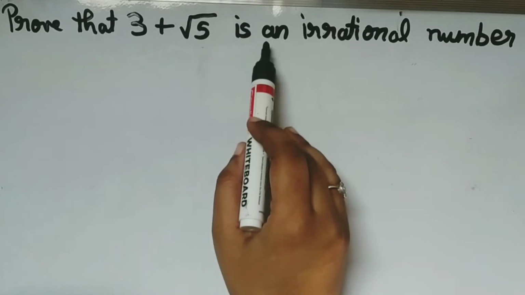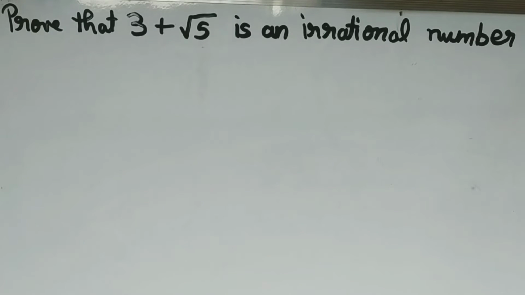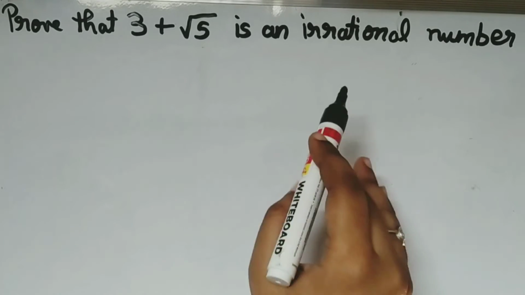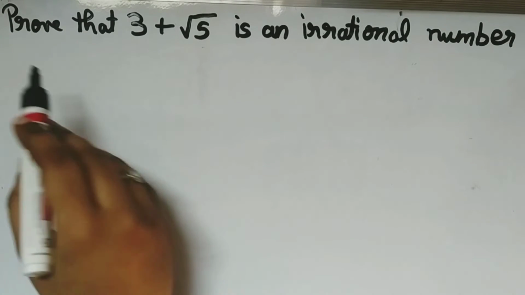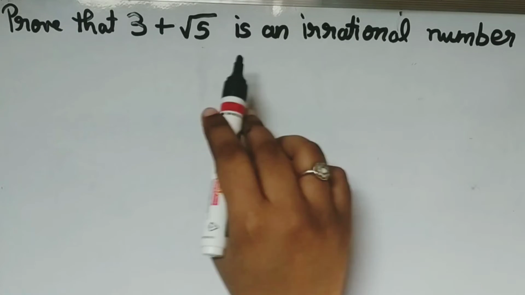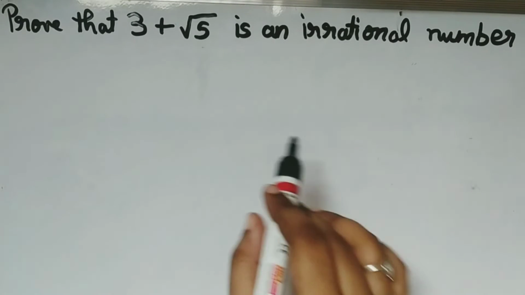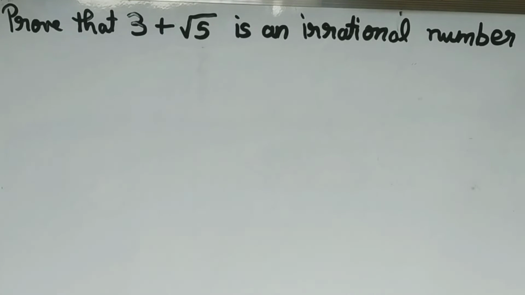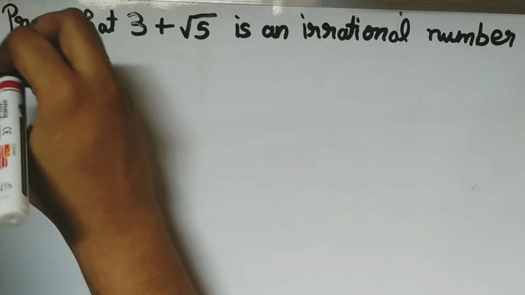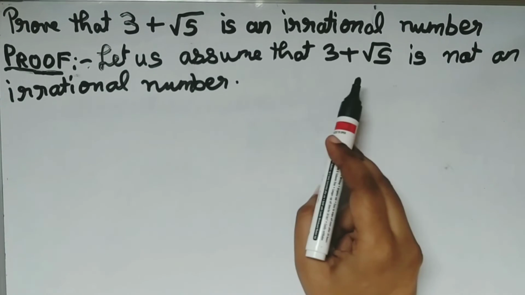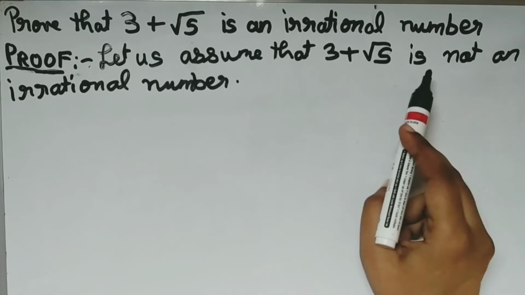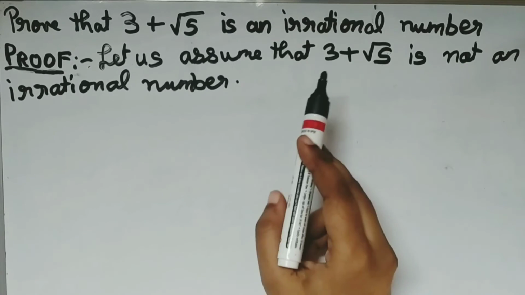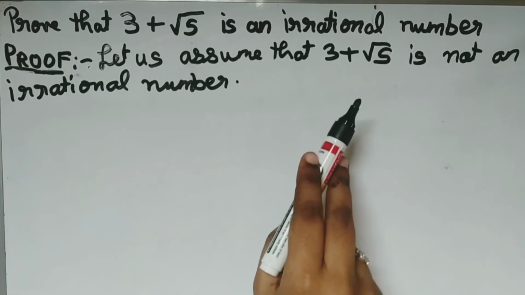Prove that 3 plus root 5 is an irrational number. Again we will prove this by using indirect proof, that is proof by contradiction. First we will assume the opposite of this statement, then we will get some contradiction, then finally we will prove that 3 plus root 5 is an irrational number. So see the proof. The first step is, let us assume that 3 plus root 5 is not an irrational number. We have to prove it is irrational, so we will assume the opposite.